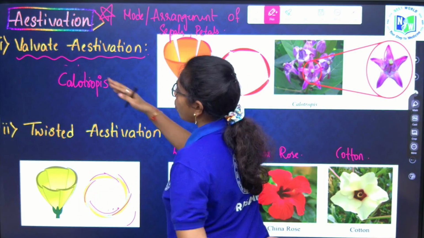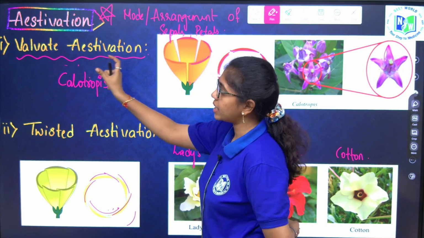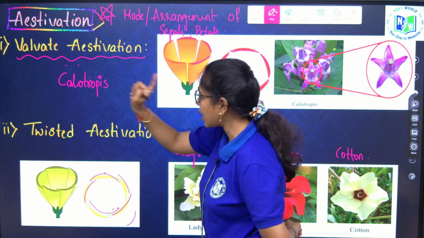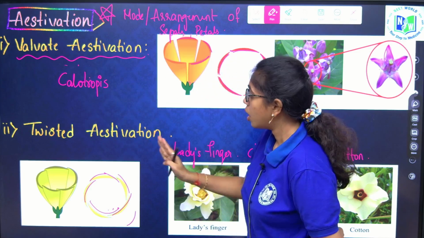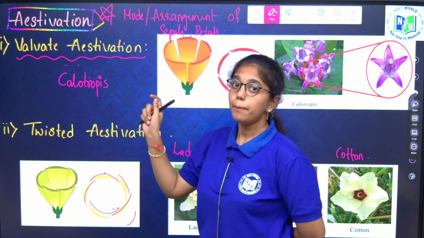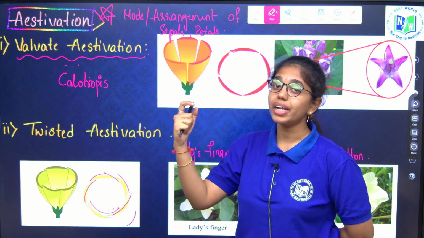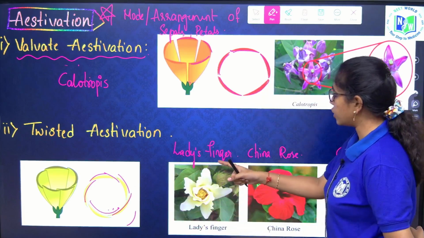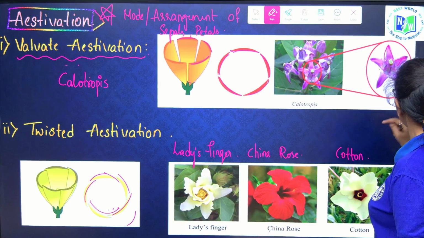So, what is valvate aestivation? Petals are just attached to each other, side by side, not overlapping. The example is calotropis. What is twisted aestivation? Petals overlap each other in a particular direction or in the same direction. For example, lady's finger, China rose and cotton.